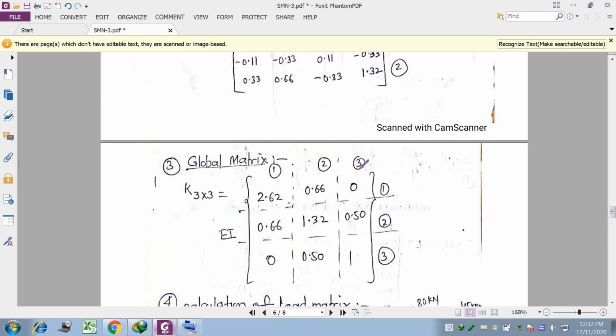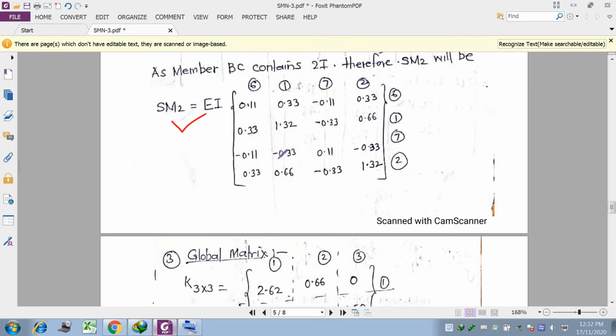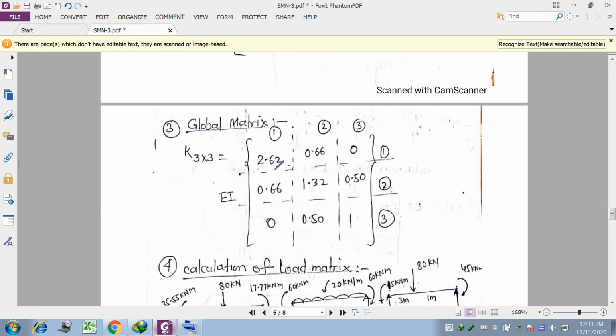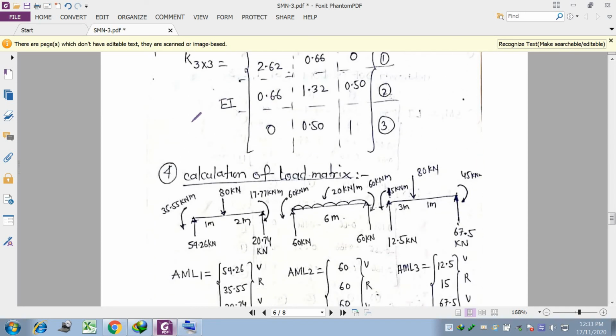So we have to consider nodes 1, 2, 3 and 1, 2, 3, and we have to carefully consider 1,1, then 2,1, 3,1, again 1,2, 2,2 and 3,2. Similarly 1,3, 2,3 and 3,3. So all these row-column values we have to consider from the above three, SM1, SM2 and SM3, add up all these values, and write the sums in the K 3 by 3 matrix. Okay, so this step is also very important, and take EI as constant outside the bracket.